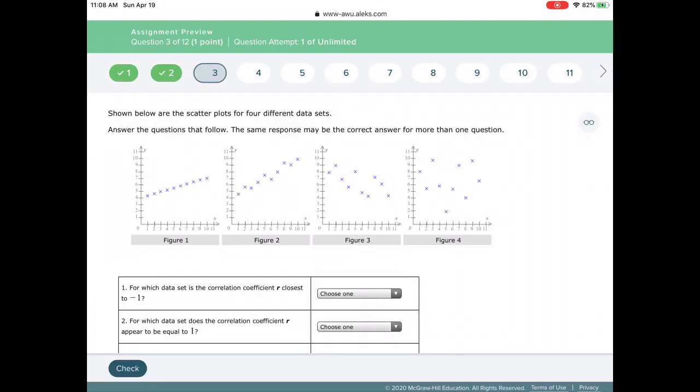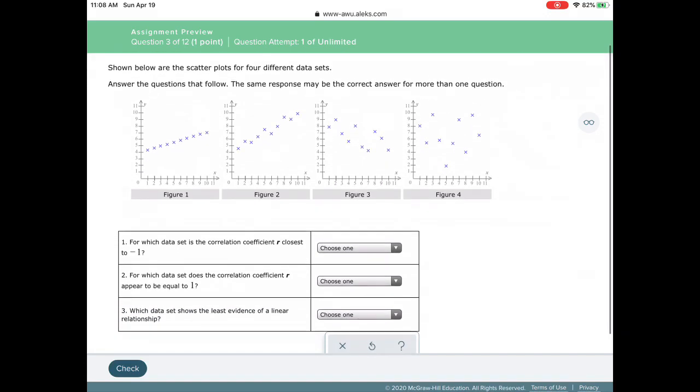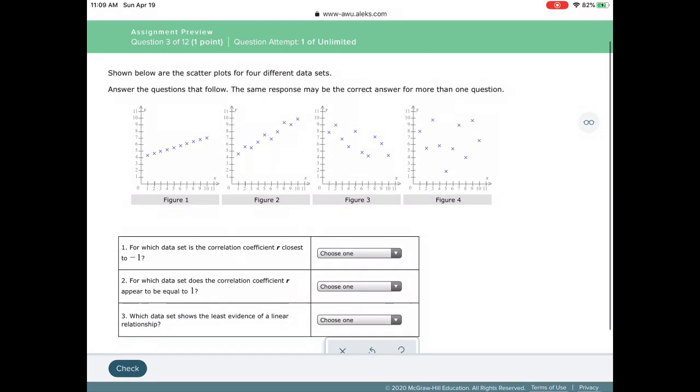The next type of question is talking about correlation. So remember, if you have a correlation coefficient of 1 or -1, that means it's a perfect line. And if we look at figure 1, that's pretty much a perfect line right there. And it's positive, so that's going to have a coefficient probably of +1. If we look at question number 2, because that's the one that says which one appears to be equal to 1, that's definitely going to be figure 1.